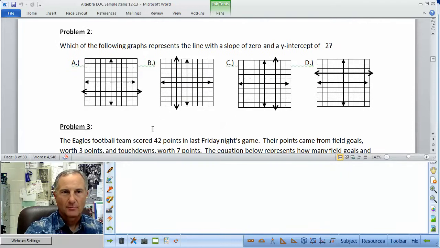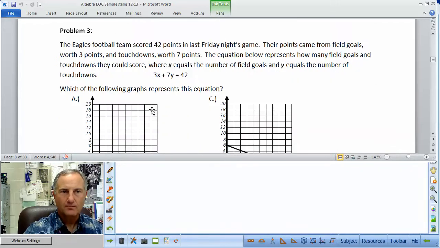Okay, problem 2. Which of the following graphs represents a line with a slope of 0 and a y-intercept of negative 2? Well, we said a slope of 0 has to be a flat horizontal line. So it could be D, it could be A. Obviously, B and C are out of the question. So what's our y-intercept here? Here we're crossing at a positive 2, up 1, 2. Here we're down 2, negative 2. So the answer here is A. 0 slope crosses the y-axis at negative 2.